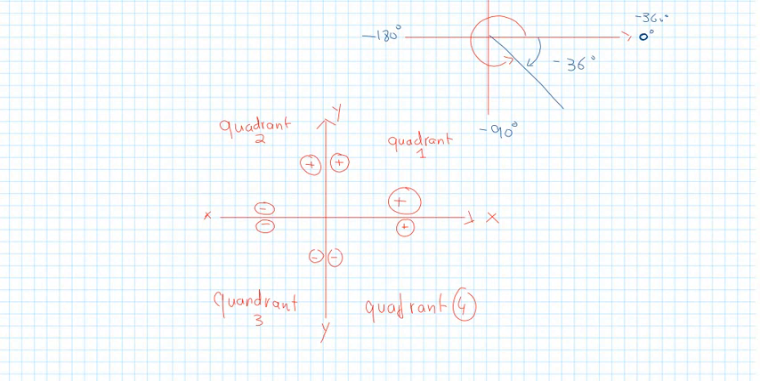Do you think this has to do with x being positive or negative, y being positive or negative? Do you think this has to do with anything when it comes to sine of something, cosine of something, and why they're positive or why they're negative?